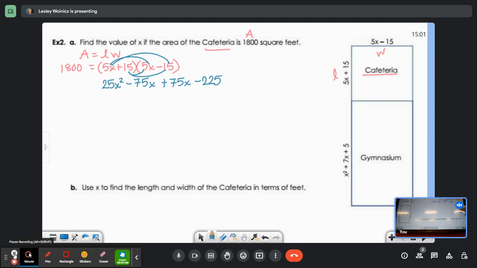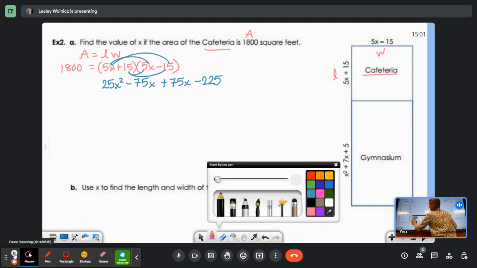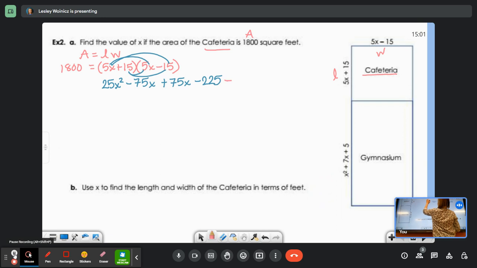Okay, now I want a 0 over here. So if I subtract the 1800 from both sides, isn't it going to be negative on this side? So I'm going to move my negative 1800 over here also. Everybody still okay with that? Now I have a 0. So lots of stuff is about to happen. These two are going to cancel. Bye. And these two are going to combine.